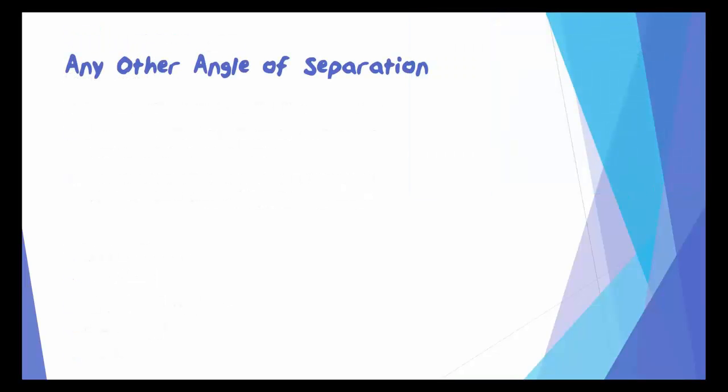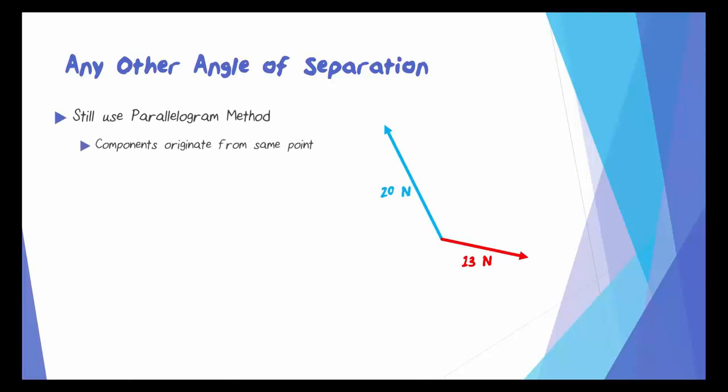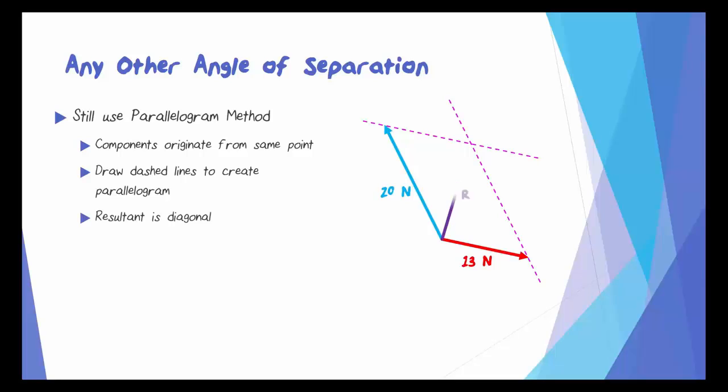Finally, let's look at what happens at any other angle of separation. Well, for this, we'll also use the parallelogram method. So we want to make sure that the components originate from the same point. We want to draw dashed lines to create a parallelogram, just like that. And then we want to draw the resultant that is the diagonal of the parallelogram.